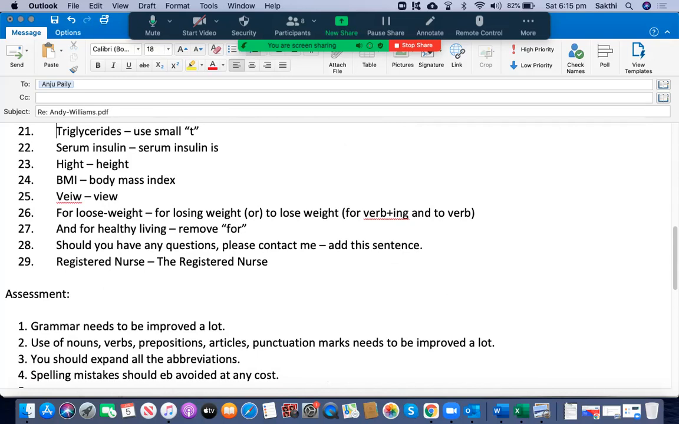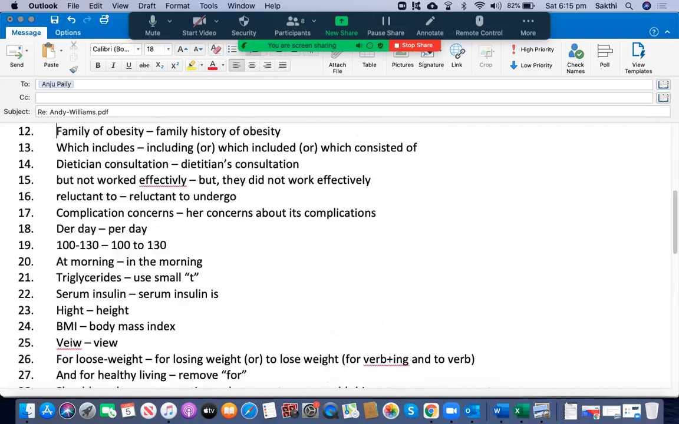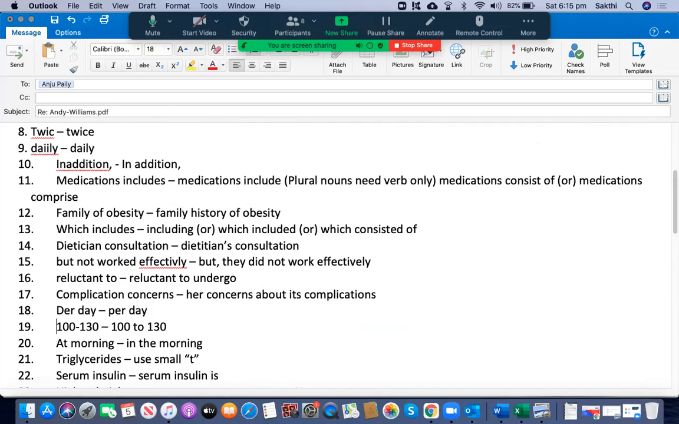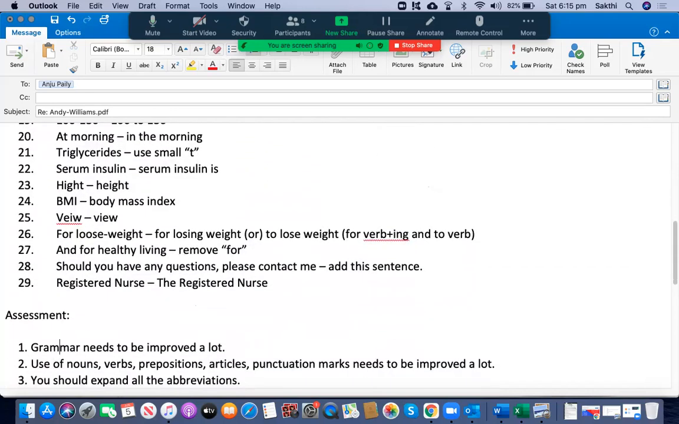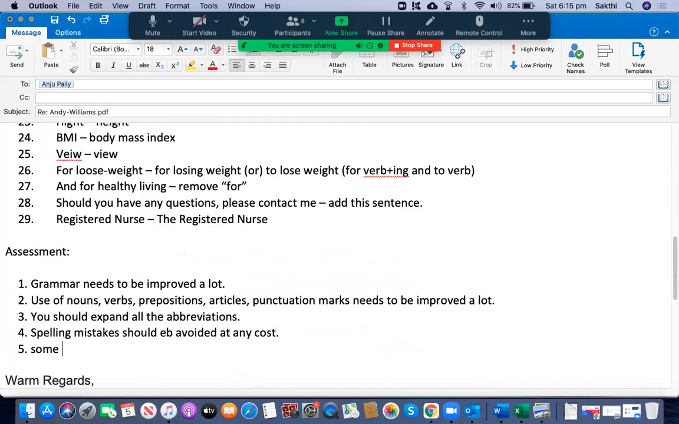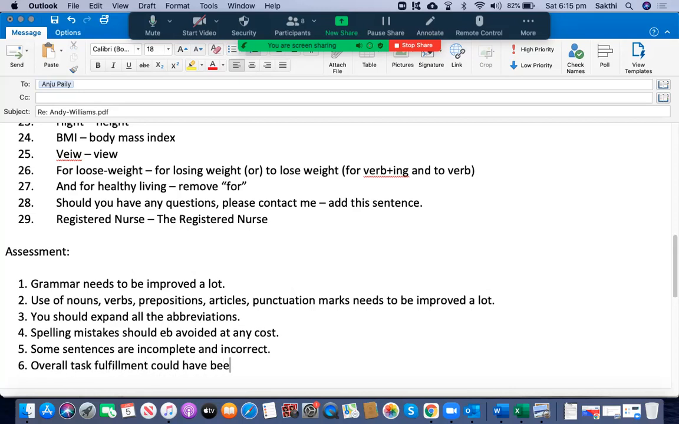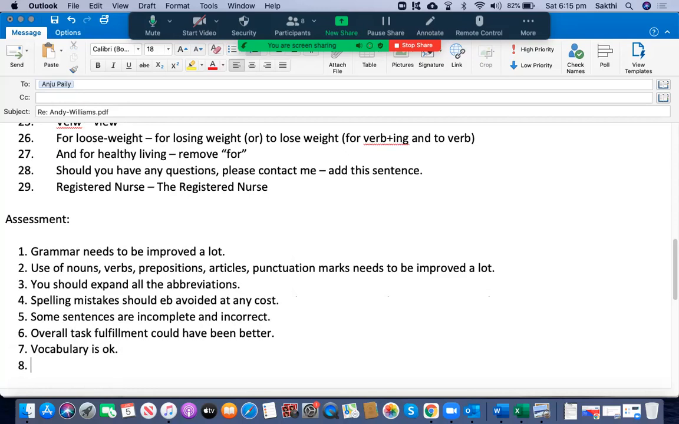And "height," "hate," those kinds of words. Some sentences are incomplete and incorrect. That's not good. You should have been able to address those issues. Overall task fulfillment could have been better. Vocabulary is okay. It's just okay. Connectivity is all right.